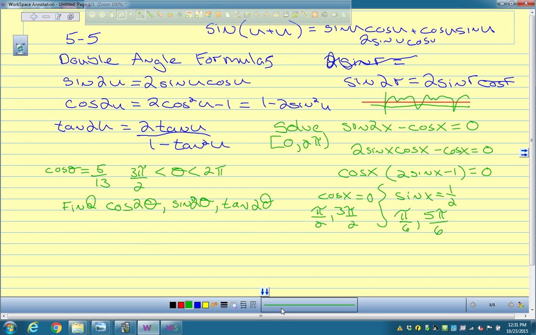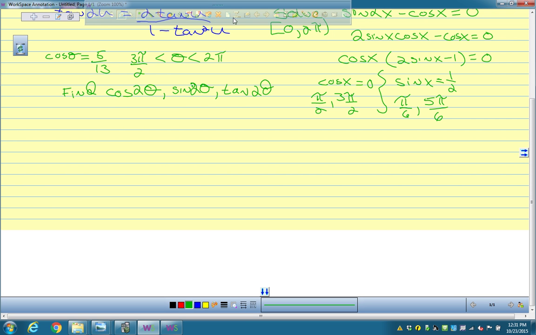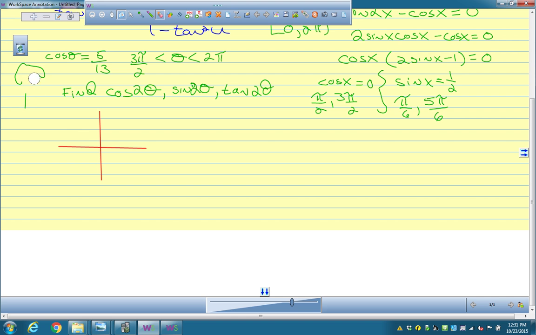Okay? So for this one, you probably want to draw a little picture. So you want to come over here and draw like a little triangle. Yeah, my picture looks like a nuclear explosion or something. Let's erase that. I don't do very well at art.